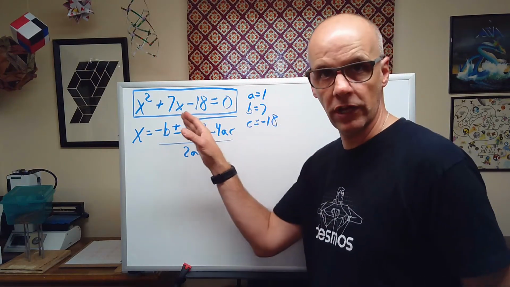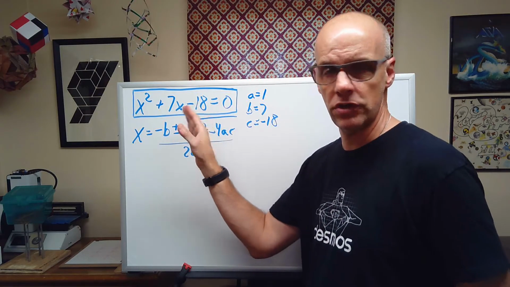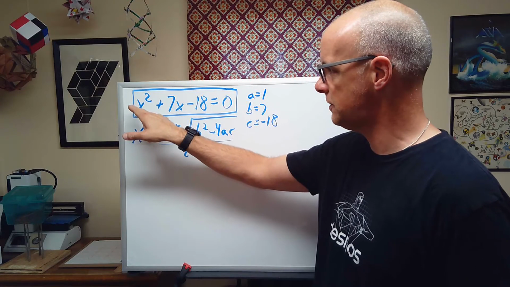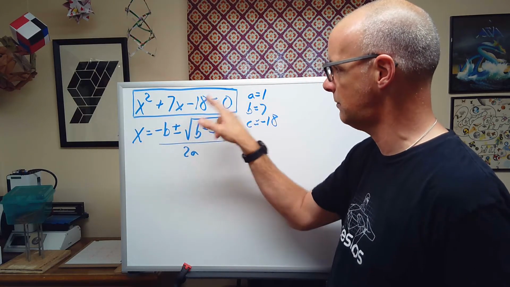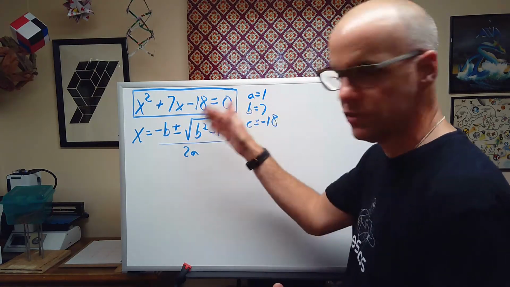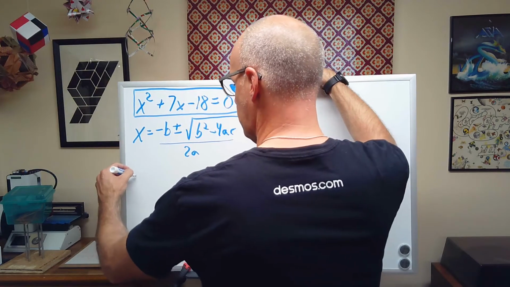All right, so we've got a quadratic equation here, and we can solve this by factoring, but I just want to show you how we can also solve it using the quadratic formula. So you first need to get the coefficients off of your squared term, your linear term, and your constant term, and those are 1, 7, and negative 18. All I'm going to do is just substitute those values of a, b, and c into the quadratic formula.